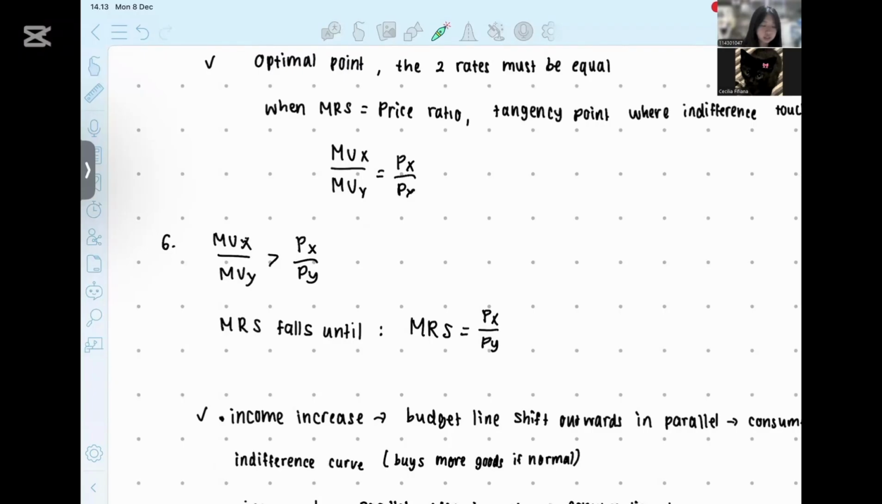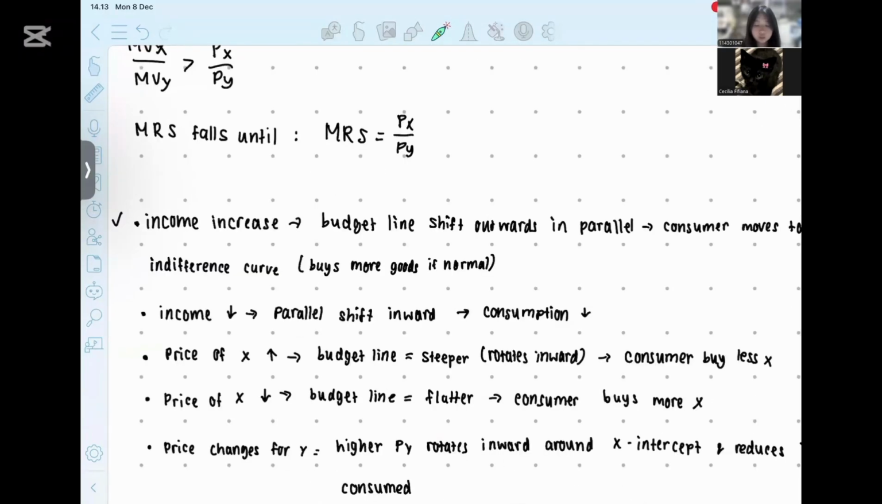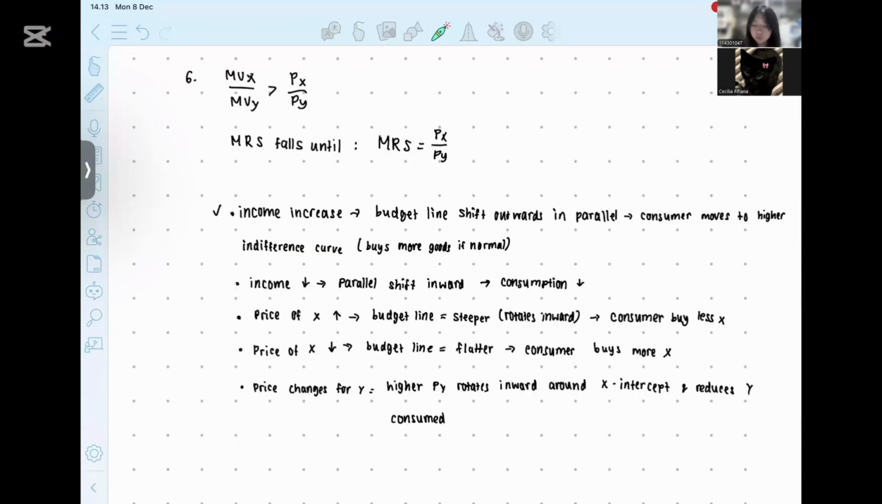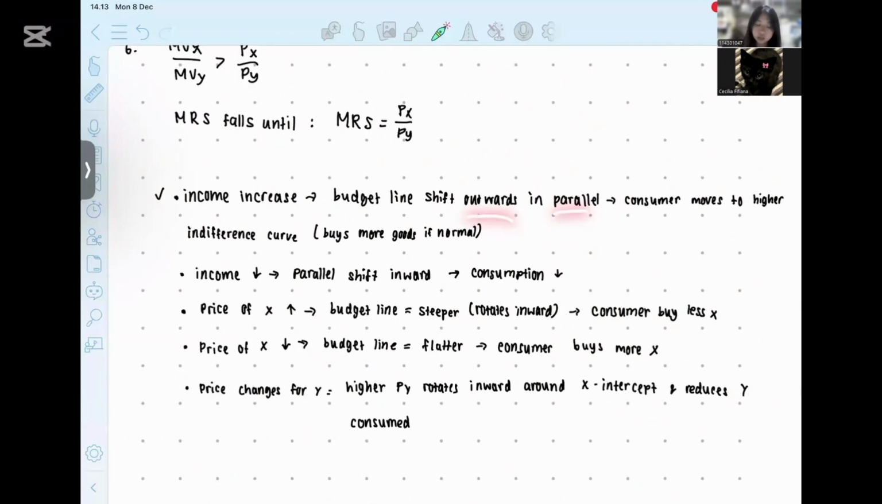And for the last one, how changes in income or prices would shift the budget constraint and affect the equilibrium. So when income increases, the budget line will shift outwards in parallel, and the consumer will move to a higher indifference curve, which means that they will buy more goods if normal. And if the income decreases, the budget line will shift inwards in parallel, and consumption will also decrease.